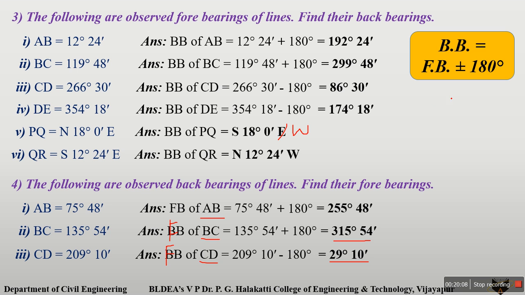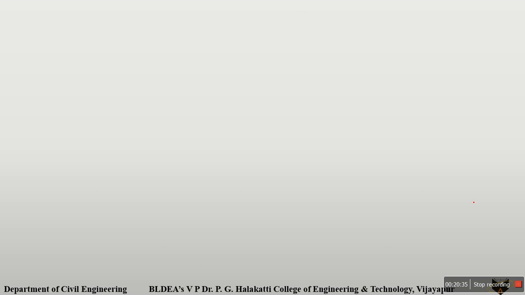So you have to remember that one. Use the plus sign if the bearing is lesser than 180 degree. Use the minus sign if the bearing is greater than 180. Then we will get the fore bearing as well as the back bearing of the line. So these are the simple basic problems in the compass surveying. Next we discuss about the declination.